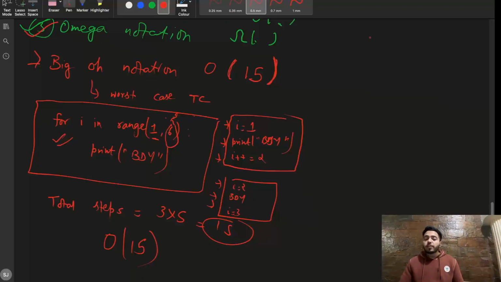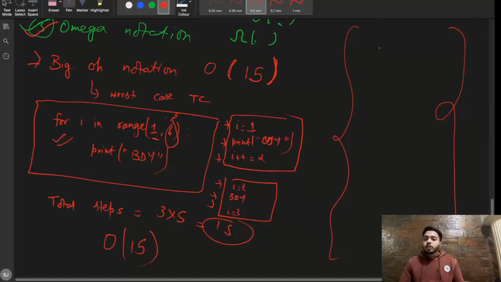Suppose you have a big production code, then to calculate all the steps, will it be possible for you in your interviews? Like, how many steps did I write in this program? No, it won't be possible for you, right? So you have to add some generic term inside this big O.